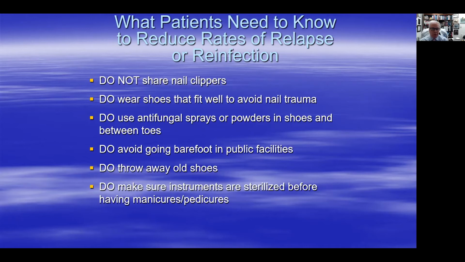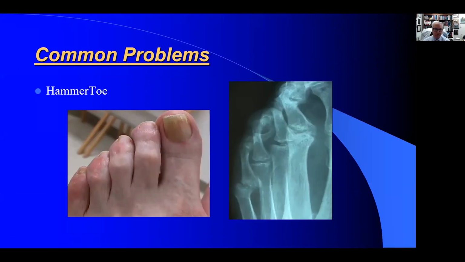So if you're dealing with your patients and family caregivers or other caregivers, the importance of good foot hygiene, particularly as it comes to the nail, is important to emphasize. Or referral to podiatric care for management of this is in order.